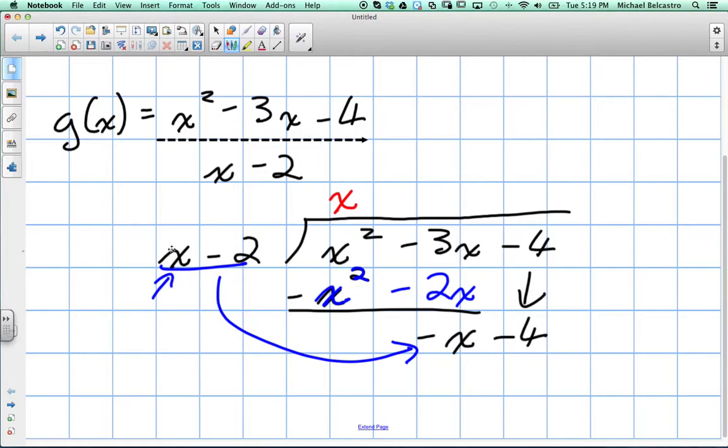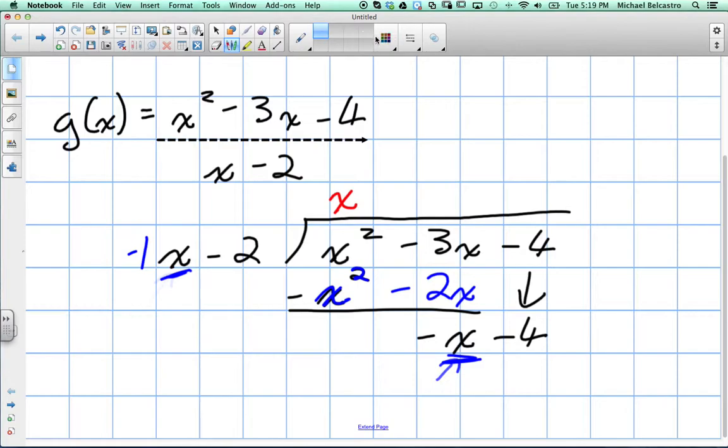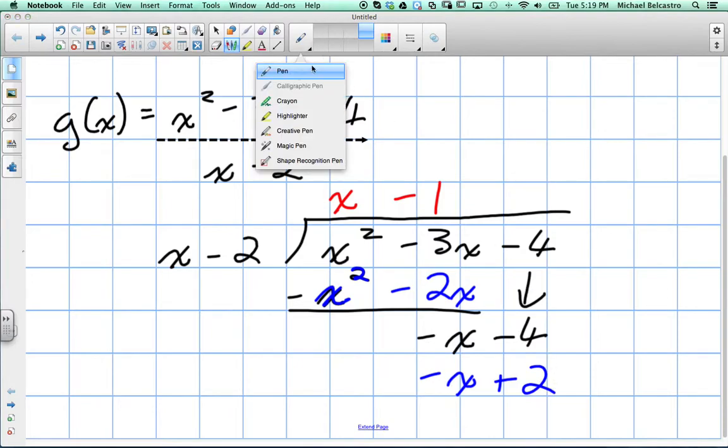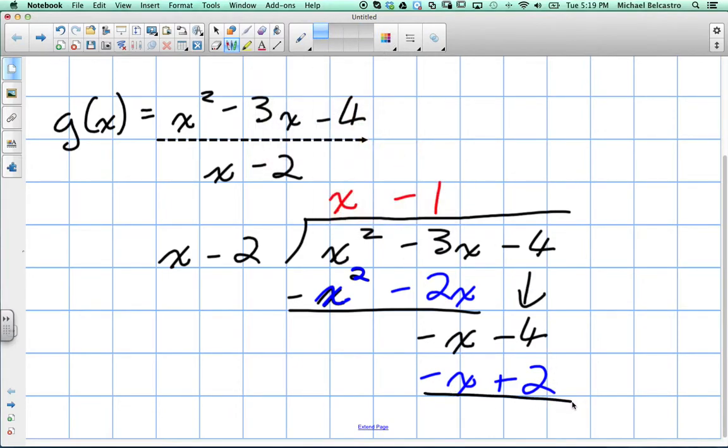Now we figure out how this goes into here. Again, we look at our first term, our x and our negative x. In order to eliminate that term, I need to multiply this x by negative 1. That'll give me the same term there. When I multiply negative 1 by our terms here, I get negative x and positive 2. We go to subtract. So negative x minus negative x is like negative x plus x, which gives us 0. And negative 4 minus, and I should put those in brackets because that's our long division style, negative 4 minus positive 2 is like negative 4 minus 2, so we get negative 6.